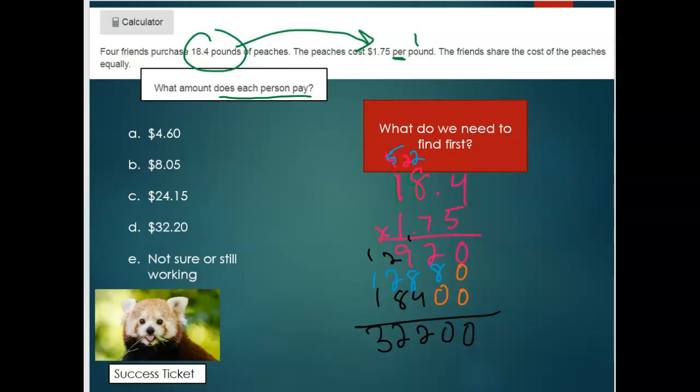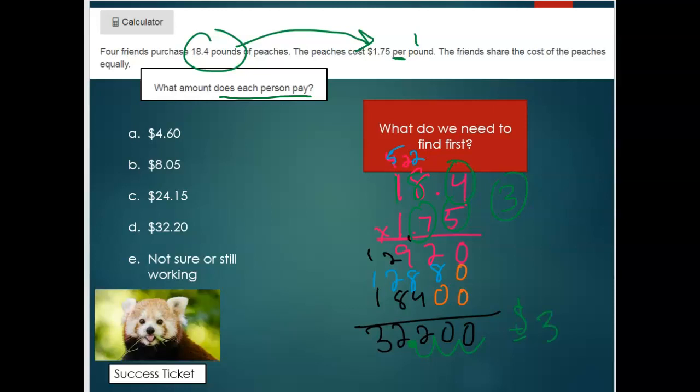Now, how many digits do I need to move my decimal point over? So let's count how many numbers we have to the right of decimal points in the factors. That's 1, 2, 3. There's 3 decimal places in the factors there. So basically, I just pretended like I did 184 times 175, and now I'm going to place my decimal point 3 over to get 32.200, or we're talking about money here, right? This is how much these peaches cost. The whole 18 4/10 pounds times $1.75.